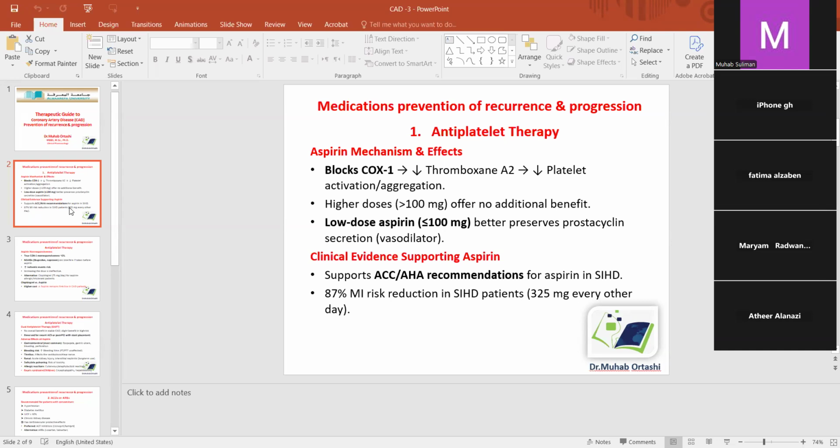Aspirin is recommended by the ACC and AHA for all patients with stable ischemic heart disease, and it prevents the progression to myocardial infarction in 87% of the patients. So it is highly recommended to use in all patients.